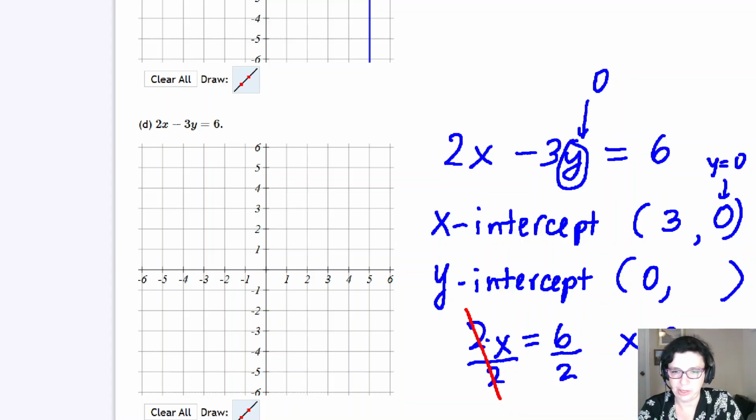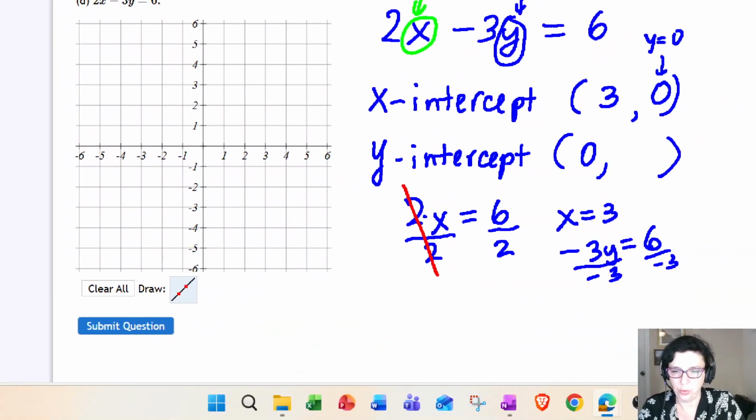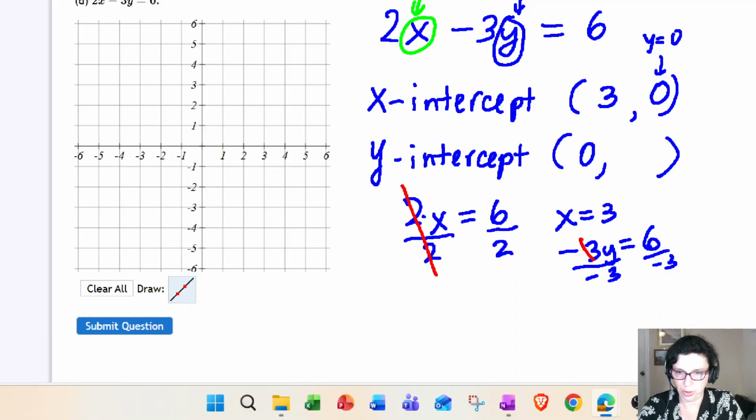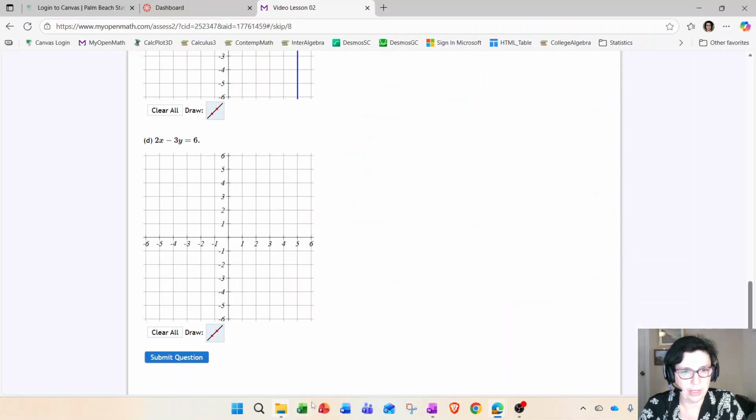Now, how about the y-intercept? So for the y-intercept, you want your x to be 0, right? So you're going to substitute x equals 0 in here, and 2 times 0 will be 0, right? Because 0 times any number is 0. And so then what you're going to get is -3y equals 6. So how do you solve that? Well, you're going to divide both sides by -3, just like we divided by 2 over here, right? And so what does that do? Well, -3 and -3 is going to cancel, and 6 divided by -3 is -2. So that's going to be your other intercept.